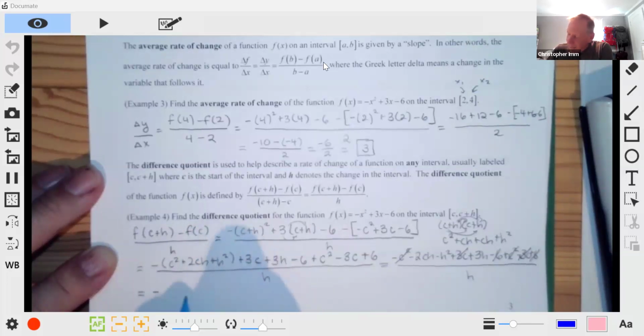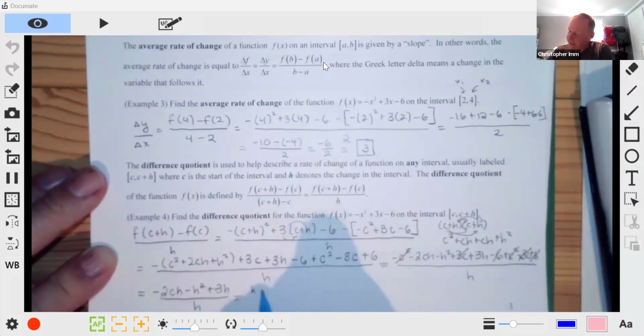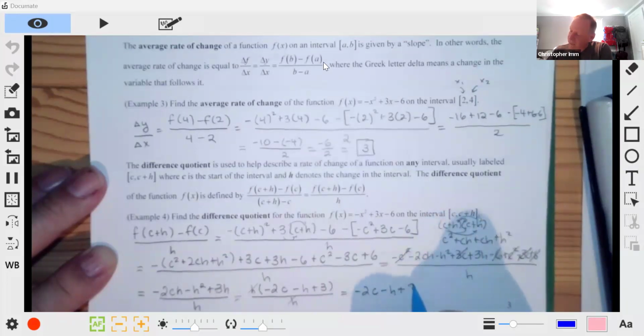And this happens almost always. So negative 2ch minus h squared plus 3h all over h. The last thing we can do here is see, hey, everything in the numerator has that common factor of h. I can factor that out, and we'll cancel it with the denominator. So if I factor out that h, I get negative 2c minus h plus 3. And now when I divide by h, these factors cancel. And my answer for the difference quotient is negative 2c minus h plus 3.